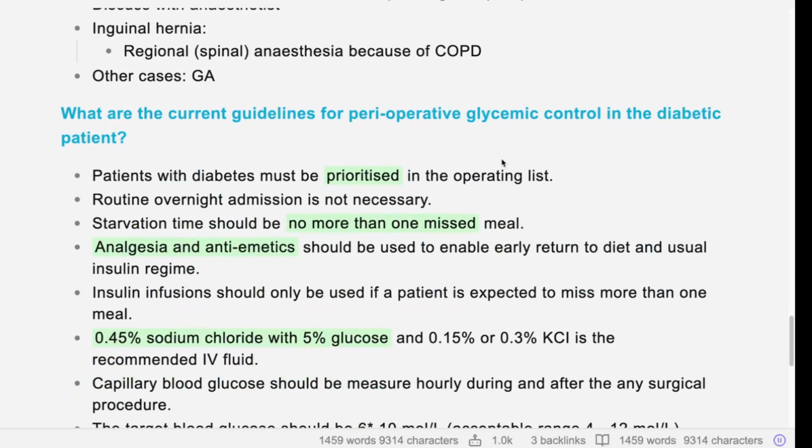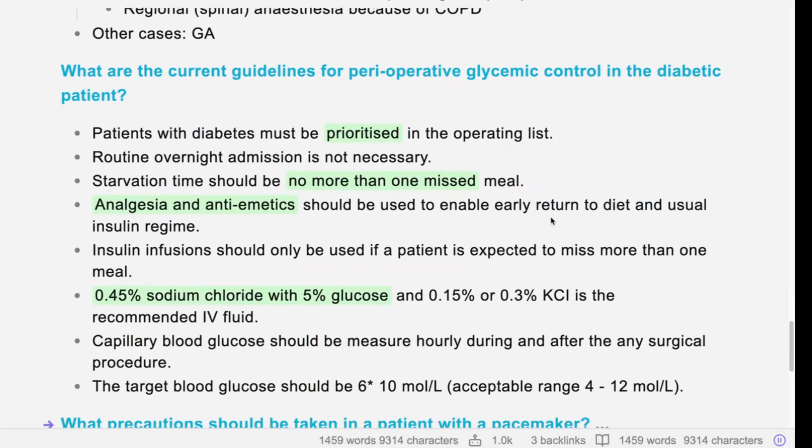So as you can see here, prioritize them first on the list. It's not necessary to bring them in, and there is no more than one missed meal. Analgesia and antiemetic medication are to be given. I didn't mention that. Start their insulin as soon as they are able to swallow, eat and drink after the surgery.